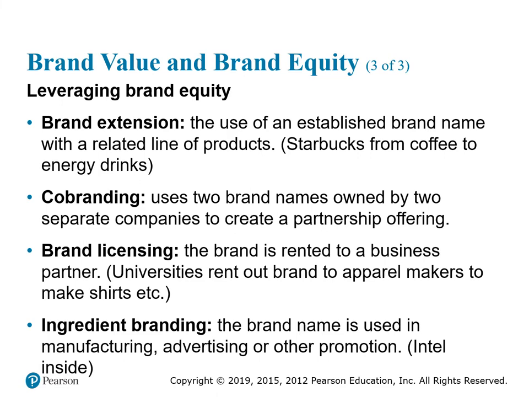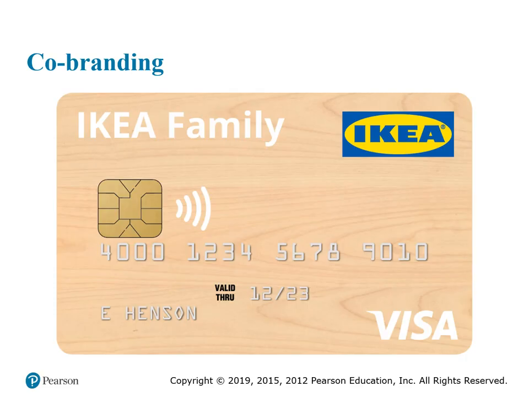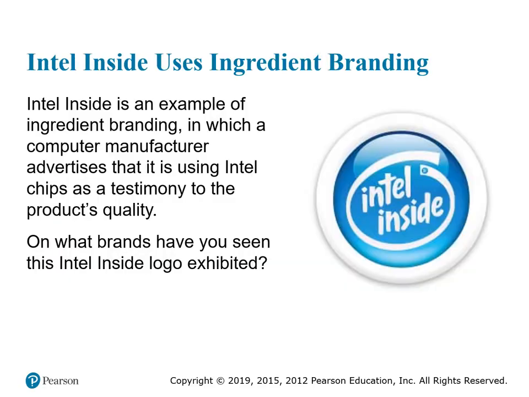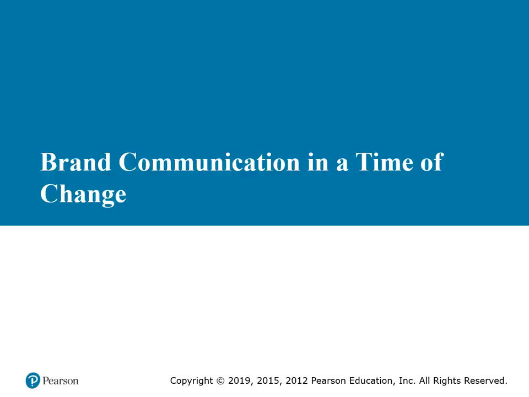Ingredient branding, where you have products that use ingredients which are famous as well. And this is highlighted, like Intel Inside. So you have the IKEA family credit card, and it's associating itself with Visa, isn't it? So Intel Inside uses ingredient branding, and you've seen this on several computers.